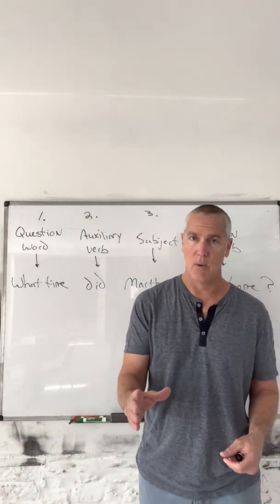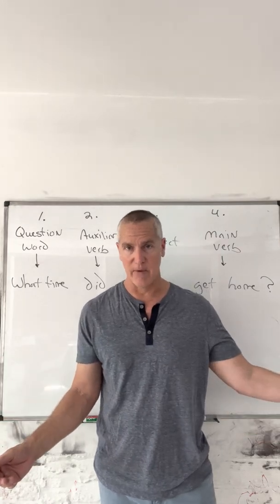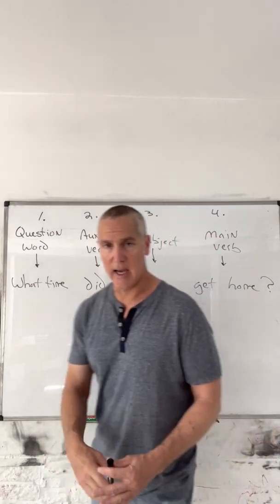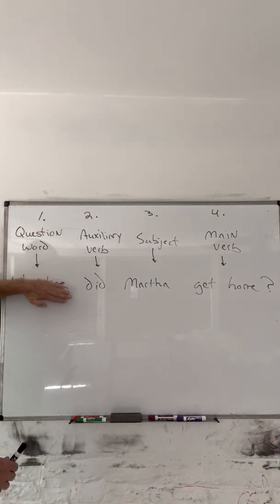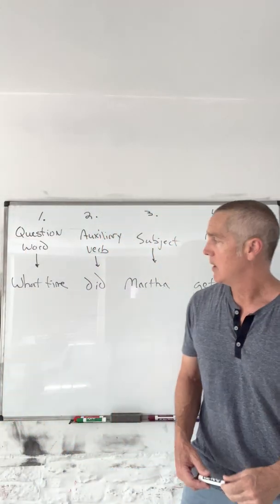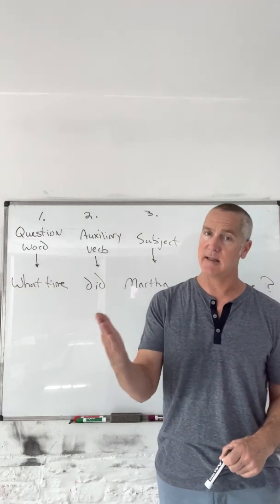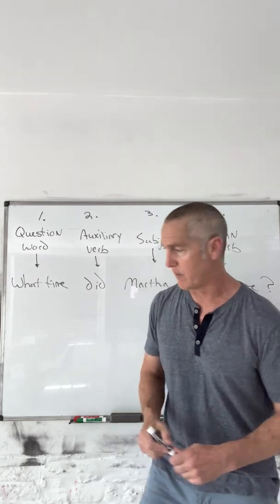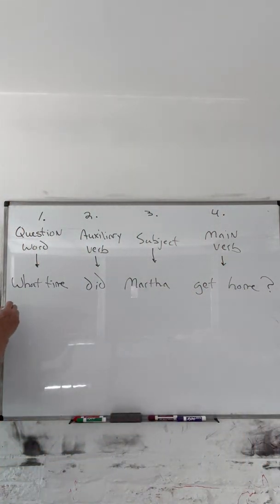And again, what's the difference between the yes or no question and the information question? One word: what time. So again, did Martha get home? Yes, she did. No, she didn't. What time did Martha get home? Around 7:30. So, yes or no, versus give me information. That's the standard difference between a yes or no question and an information question. Let's look at another one like this.